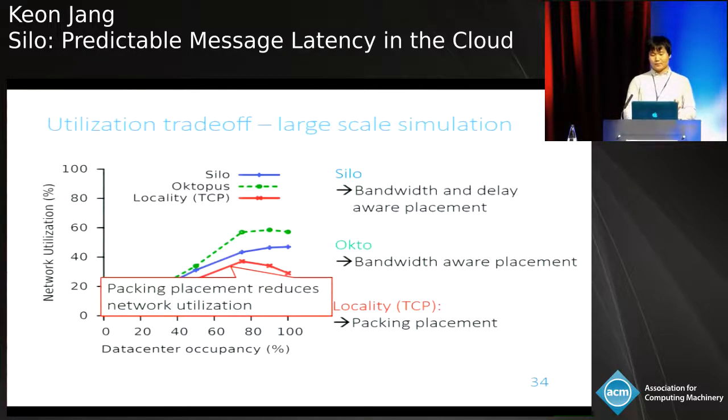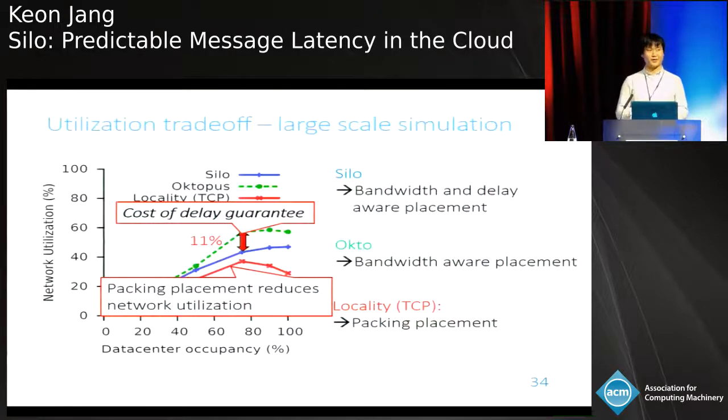Compared to Octopus, Silo has 11% lower utilization in the worst case. This difference comes from the fact that Silo rejects requests when it cannot meet the delay guarantee. So this is the cost Silo is paying to give the delay guarantee.